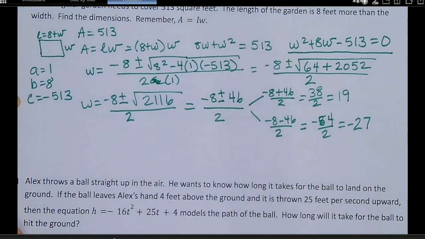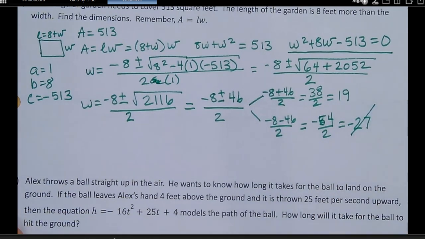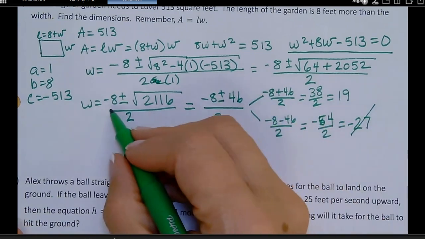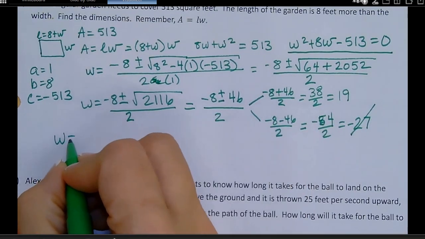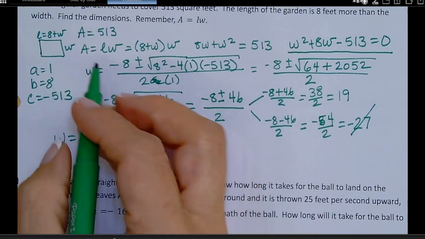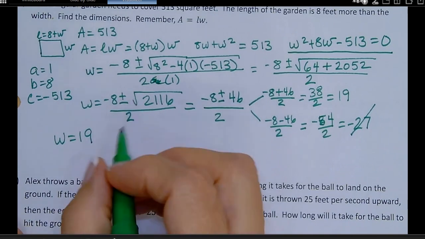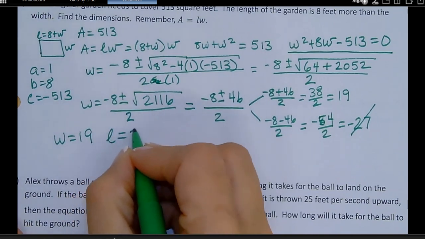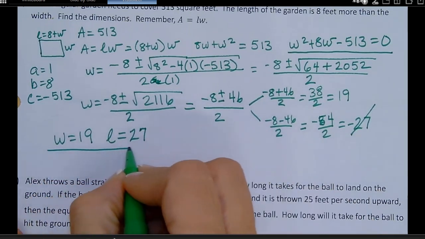But I'm thinking about the width of a garden, and I know I'm not going to use a negative width because that doesn't make sense. So I solved for W, and I got W equals 19. My picture here says that my width plus 8 is going to be my length. So this means my length must be 19 plus 8, which is 27. This should be my answer.